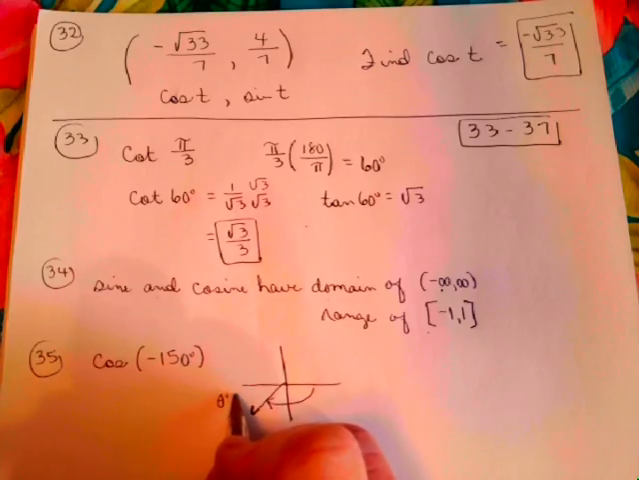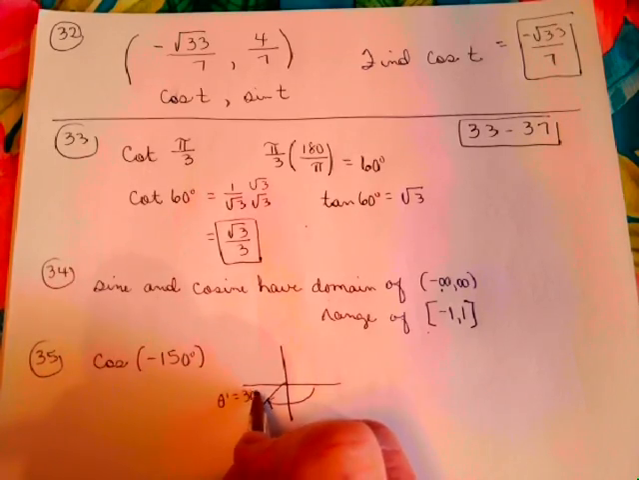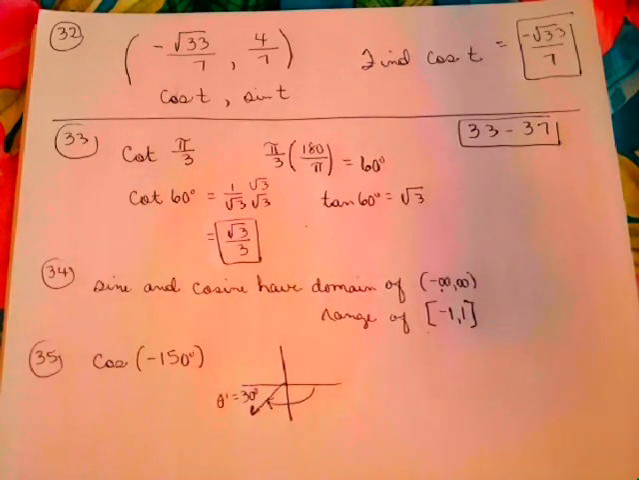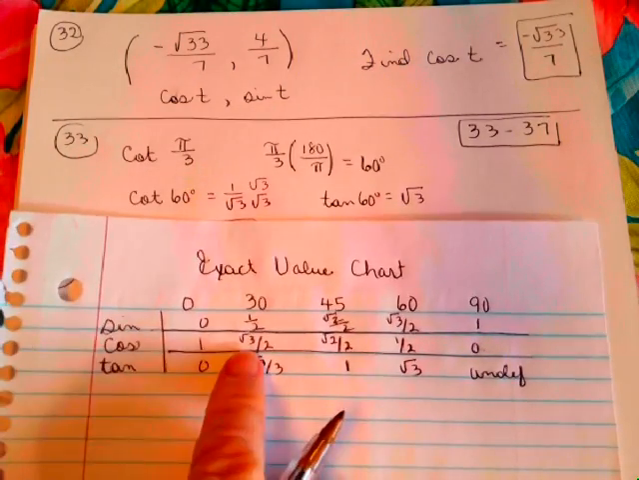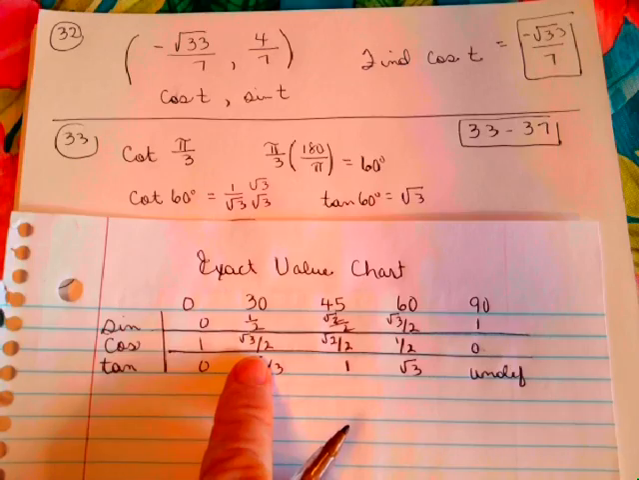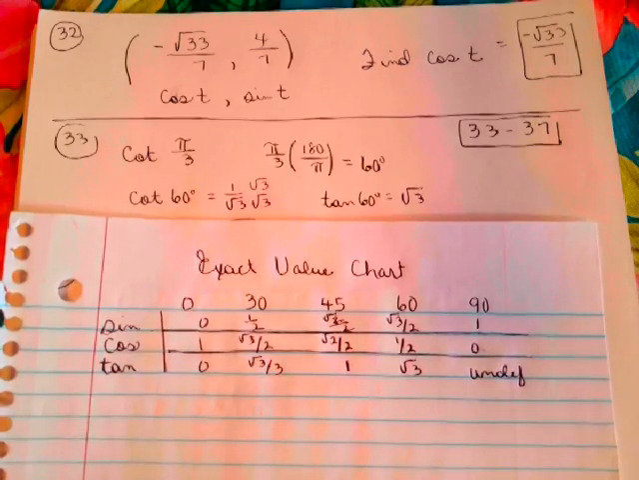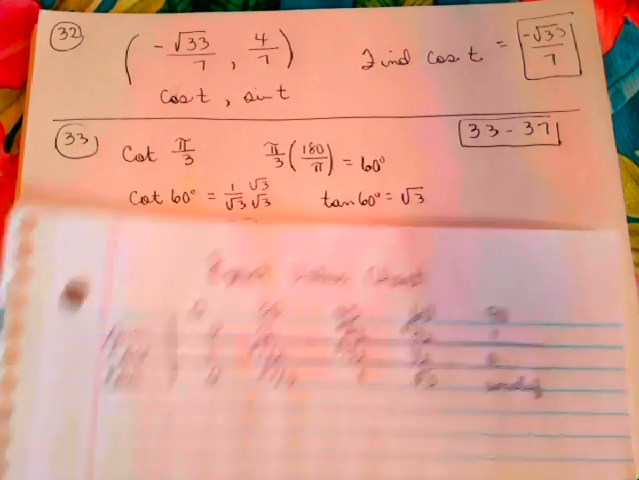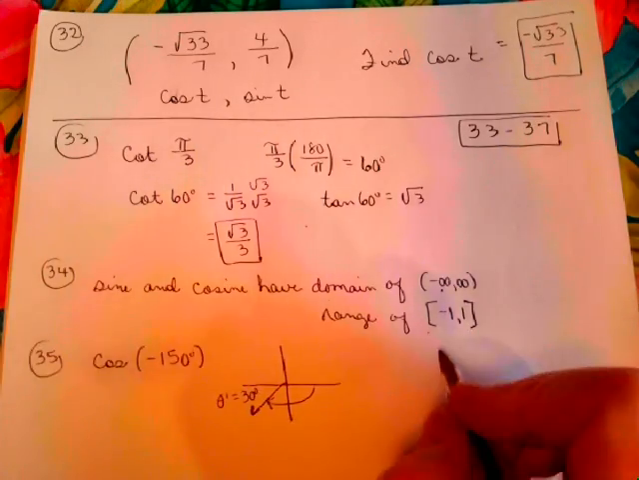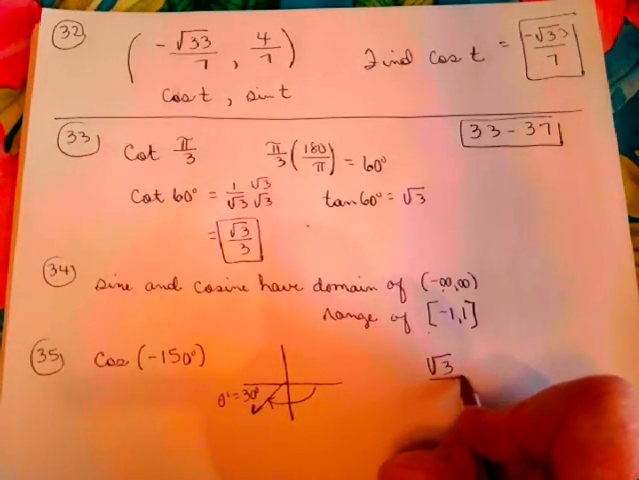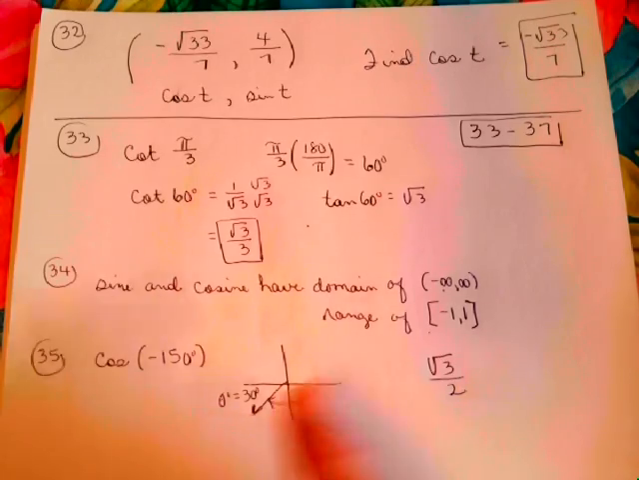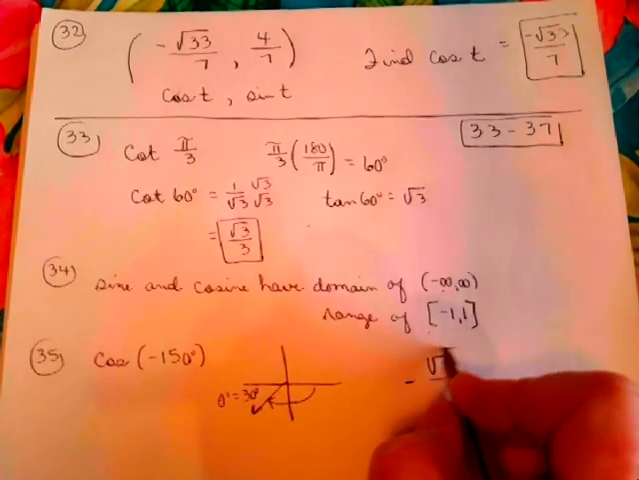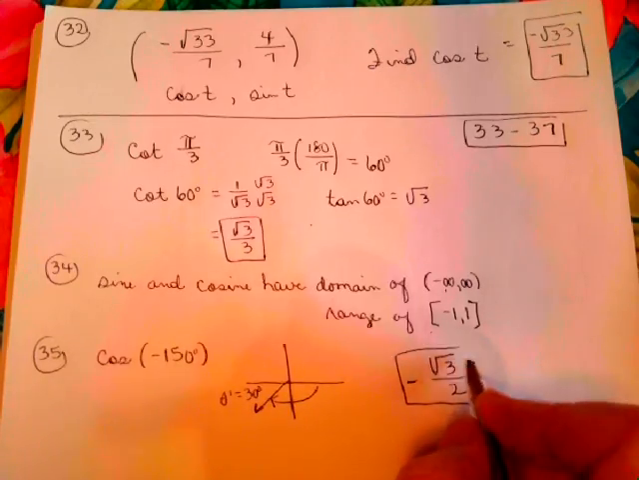Find theta prime. Theta prime's going to be 30. You know that the cosine of 30 degrees is the square root of 3 over 2. You think about the sign in the third quadrant, x is negative. That answer is negative square root of 3 over 2.